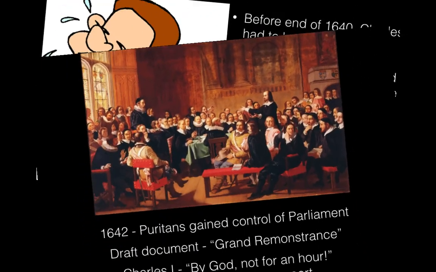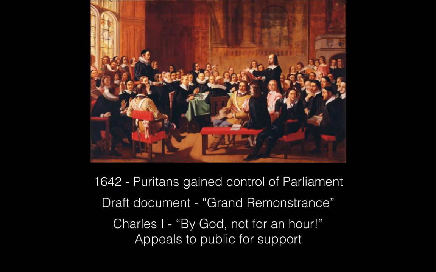Now this creates all kinds of problems though. By 1642, the parliamentarians have gained complete control of Parliament. They drafted a document known as the Grand Remonstrance. Okay, I don't know, I'm probably saying that wrong.